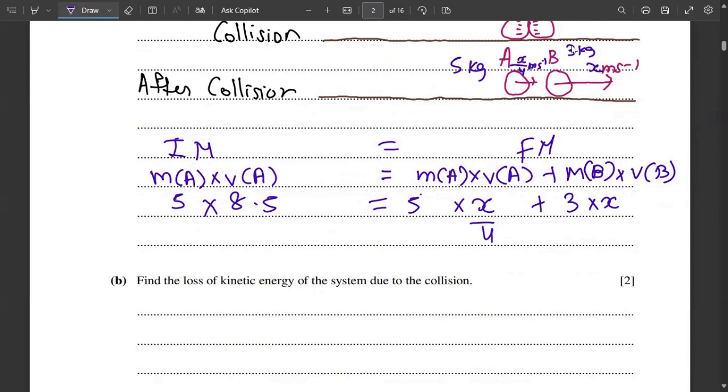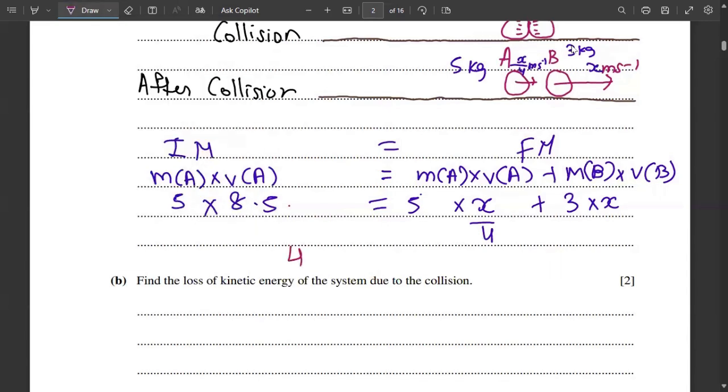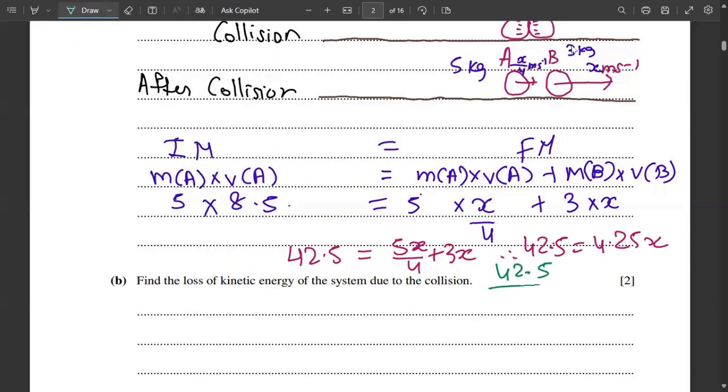So 5 into 8.5, I put that in my calculator. The answer is 42.5. So I guess this is our last step. 42.5 is equal to 5x upon 4 plus 3x. Therefore, 42.5 is equal to 5 upon 4 plus 3, which will give me 4.25x. Now, I will divide 42.5 upon 4.25. So, this is a multiple of 10. So, 42.5 upon 4.25 equals x. So, the velocity will be 10 meter per second.